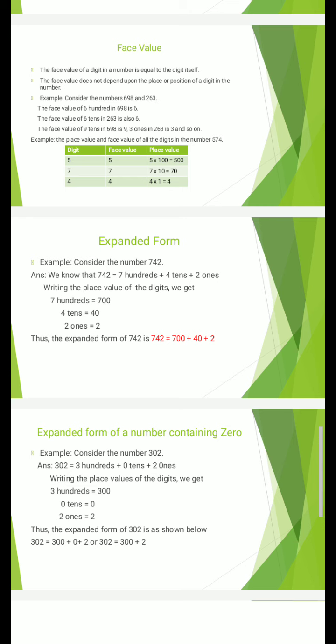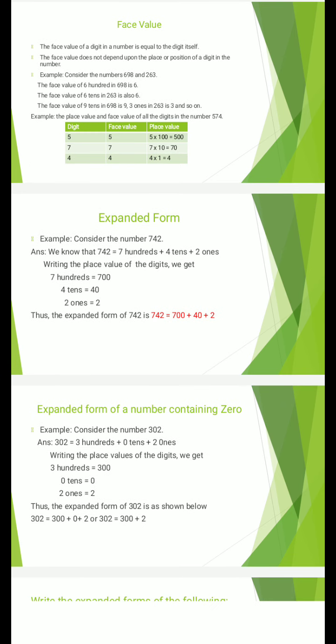Now we are going to see the place value of all the digits in 574. In 574, 5 is on the hundreds place, 7 is on the tens place and 4 is on the ones place. So the place value of 5 is 500, the place value of 7 is 70, and the place value of 4 is 4.